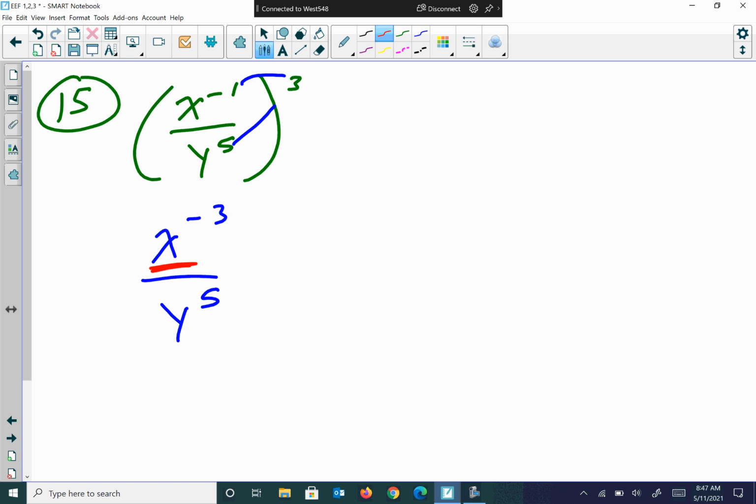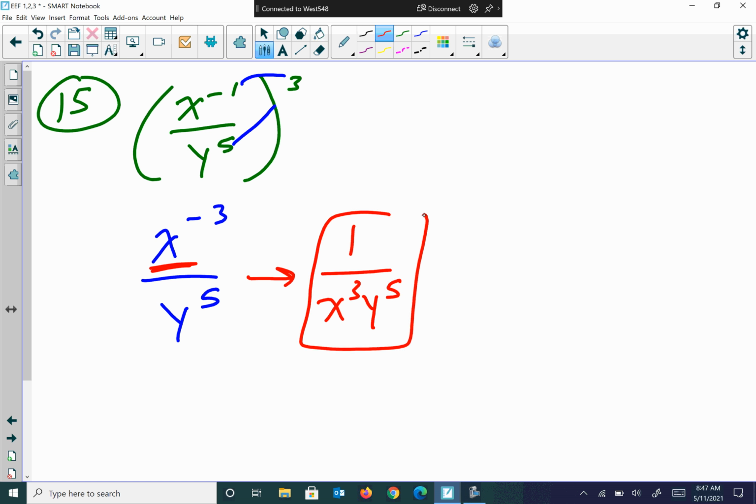This wants to move, so I'm going to get 1 over x to the 3rd. Y to the 5th stays down there on the bottom. Why does y to the 5th stay down there? It is not a negative exponent. It does not want to move. A lot of people want to just flip that whole problem over, and it's like, well, be careful. The negative exponent is the only thing that wants to switch its location.